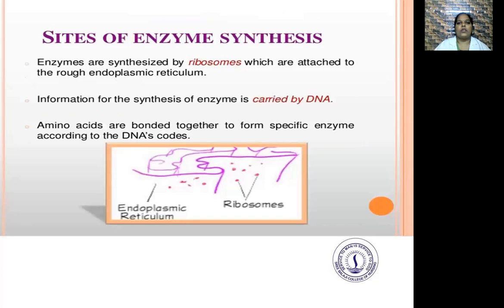Next, the sites of enzyme synthesis. Enzymes are synthesized by ribosomes, which are attached to the rough endoplasmic reticulum. Information for the synthesis of an enzyme is carried by DNA. Amino acids are bonded together to form a specific enzyme according to the DNA's codes.